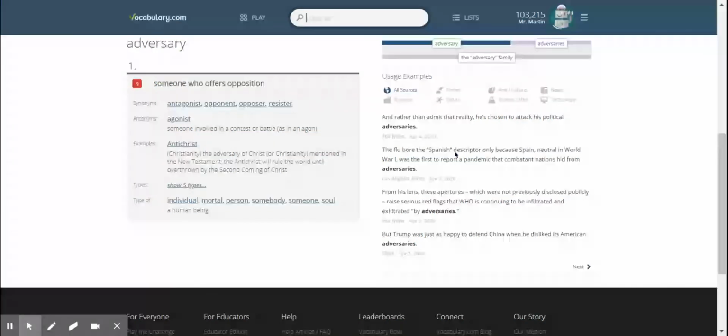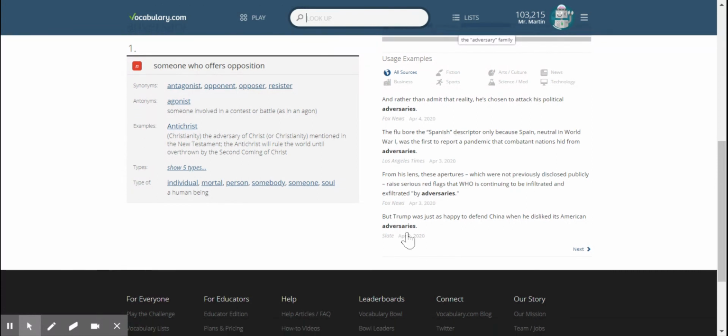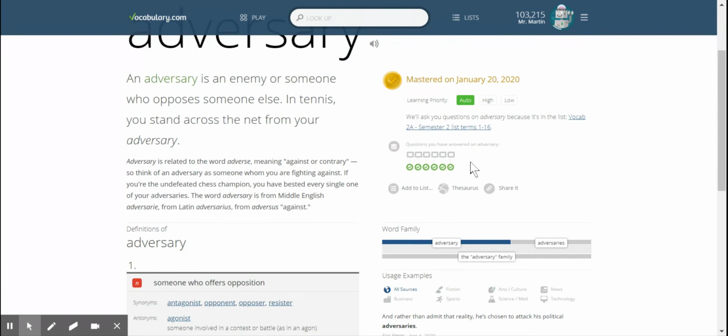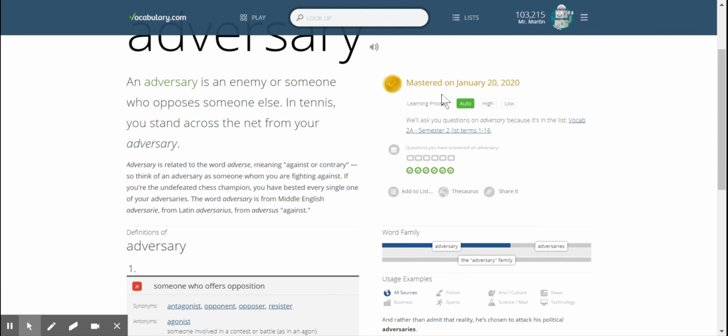These aren't obscure words that nobody ever uses and nobody's heard of since William Shakespeare. These are things that are used in the Los Angeles Times and in Slate Magazine and on Fox News. They're there. They're all the time. They're everywhere. So that's a good thing.